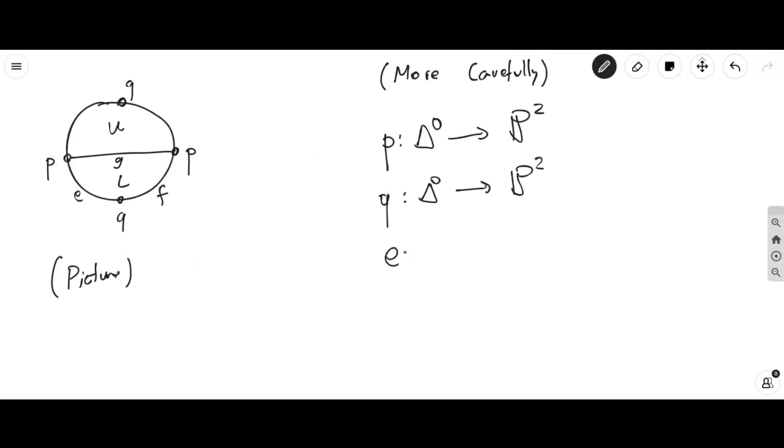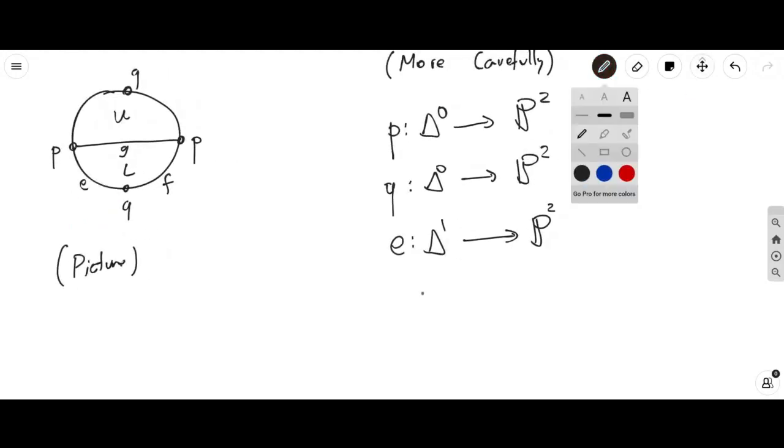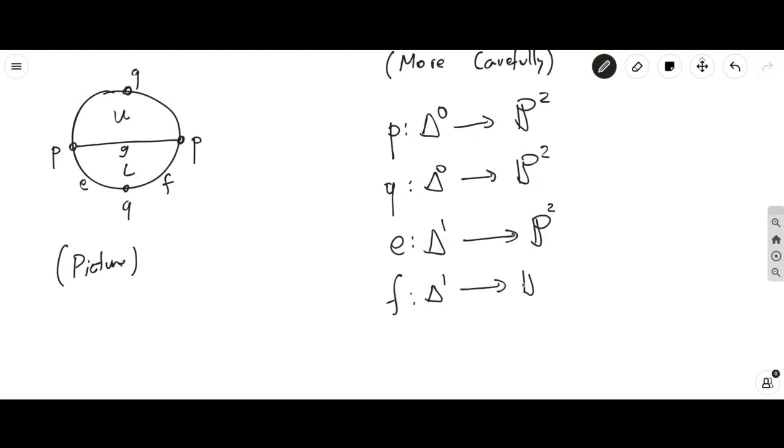E is the mapping from the 1 simplex into P2. Okay, so this is the 1 simplex. The 1 simplex is homeomorphic to the interval, so you're just taking that interval, right? So all we're saying is just take your 1 simplex, that's delta 1, and map it in a way so that this point goes to P, that point goes to Q, and it's just being mapped like that over. Then you have F. It's from the 1 simplex into P2. And then you have G. That's from the 1 simplex into P2.